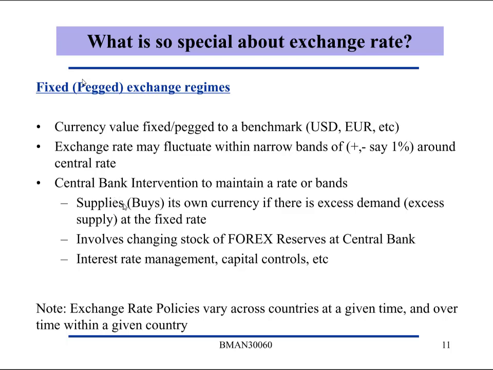When the central bank supplies its own currency, it will give downward, depreciation pressure on its own currency. So excess demand and excess supply will be cancelled, and it will be able to maintain this fixed exchange rate. When there's excess supply in the FX market for some reason, central bank will intervene. They will buy their own currency, so they will provide excess demand for their own currency. Excess demand and excess supply will be cancelled, and they will be able to maintain the fixed exchange rate.